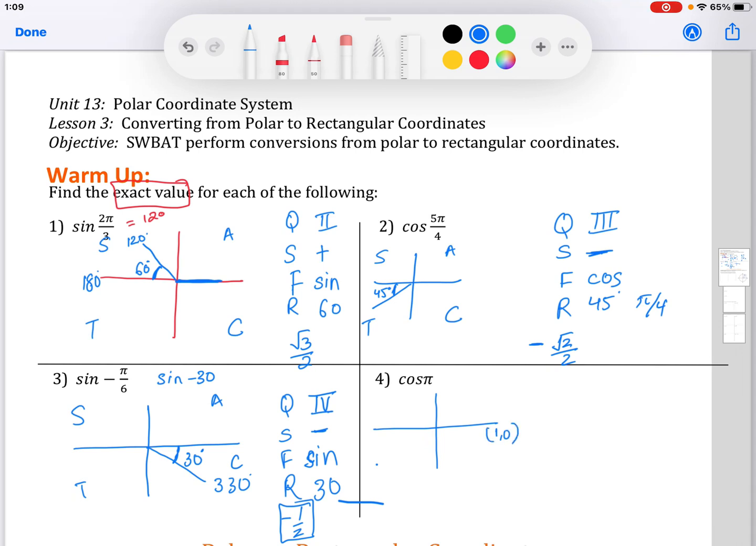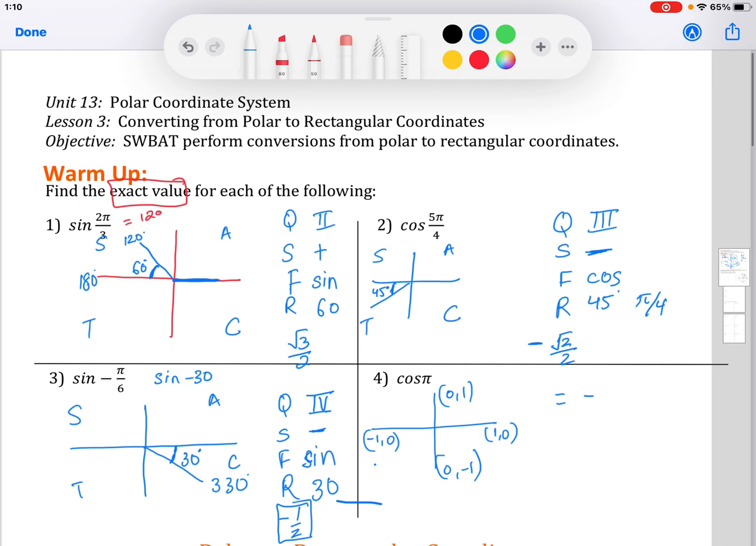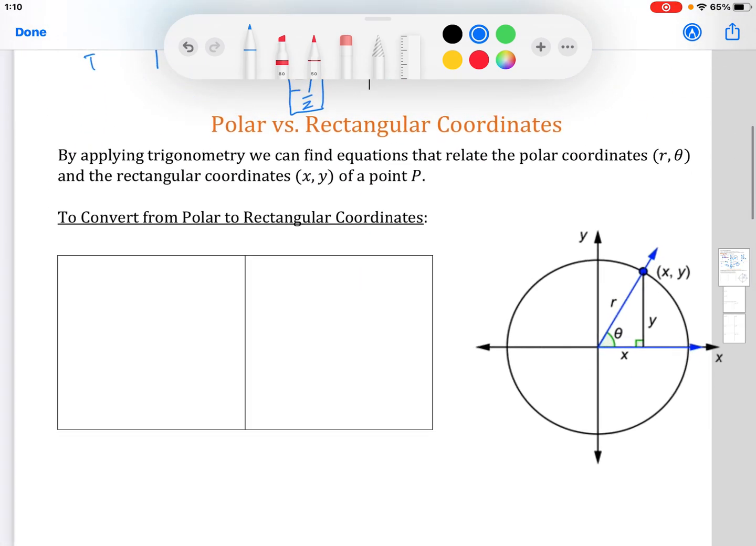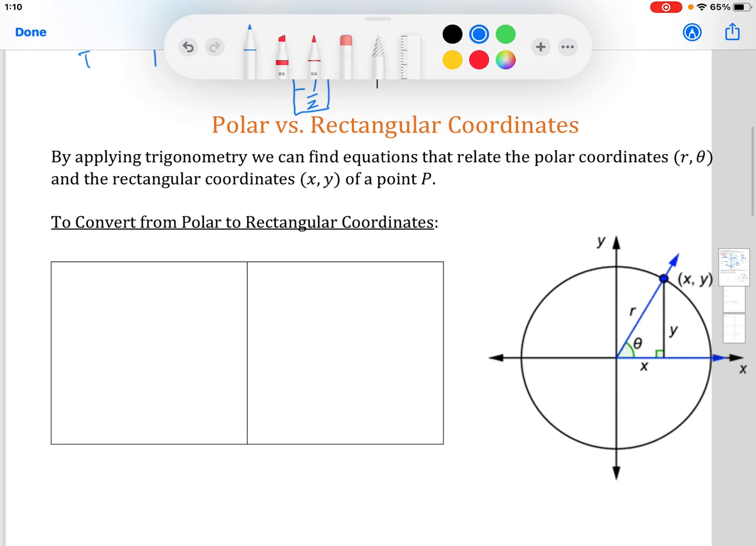Cosine of pi, these are your quadrantal angles. You should know these. So this is 1, 0. Opposite would be negative 1, 0. This is 0, 1. And this is 0, negative 1. Cosine is your x coordinate, so cosine of pi is negative 1, right? So you can actually use the calculator also for these, but I'll always sketch it out and you can do it.